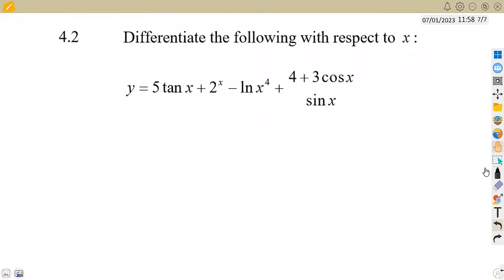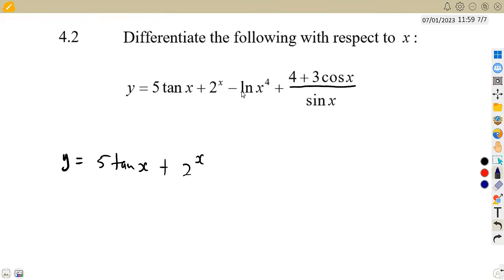All right, let us check the last part of our question, where we are given again, differentiate the following with respect to x. With respect to x, just like what we had before. So what are we going to do? If we check here, there's just a few things that we just need to take into consideration. The first part is actually fine. 5 tan x, we can differentiate this. So we're just going to rewrite as it is. 2 to the exponent of x, we can differentiate this, going to rewrite as it is.